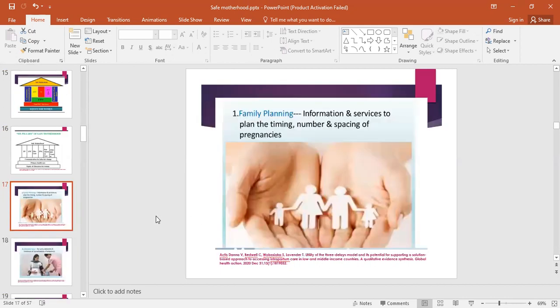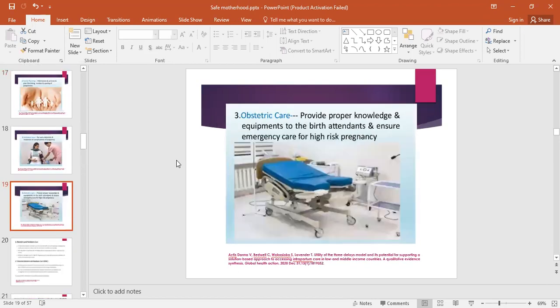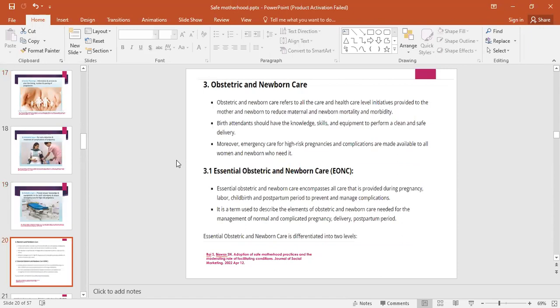The first pillar is family planning. What is family planning? Information and services to plan the timing, number, and spacing of pregnancy. Antenatal care is for early detection and treatment of complications of pregnancy. Obstetric care provides proper knowledge and equipment to the birth attendant and ensures emergency care for high-risk pregnancies.